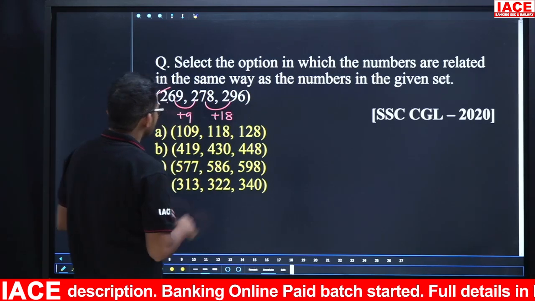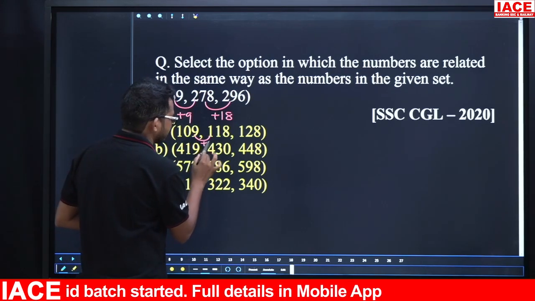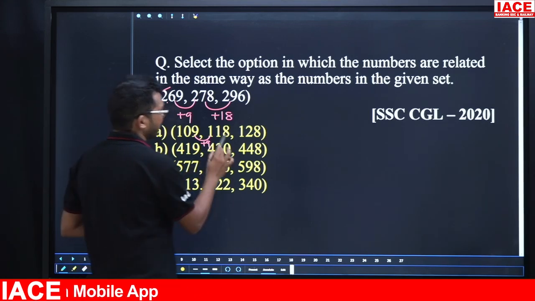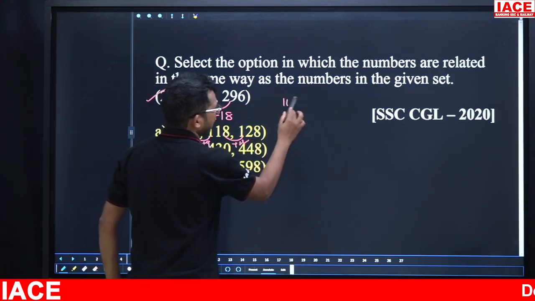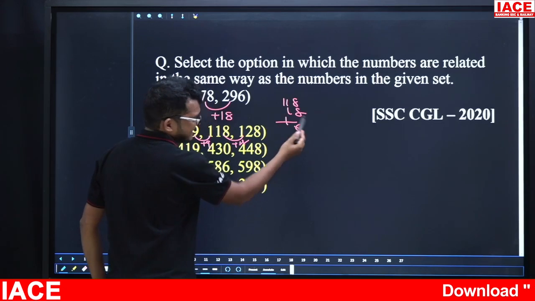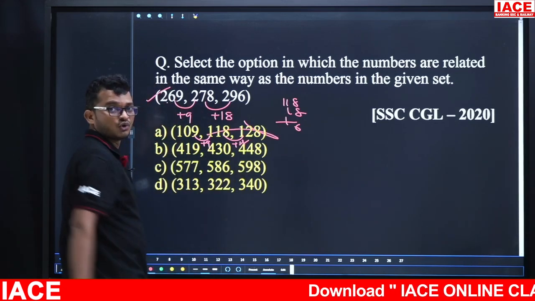In the same manner, 109, 118. First number plus 9, yes. Next, second number plus 18. So friends, here 118 plus 18, the ending is 6. But here they have given 8. So this one, no chance.